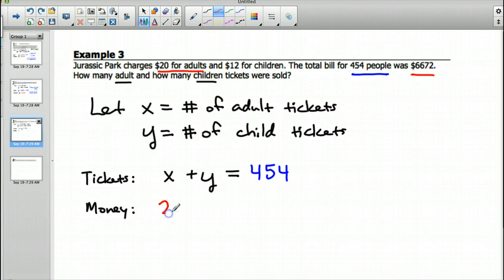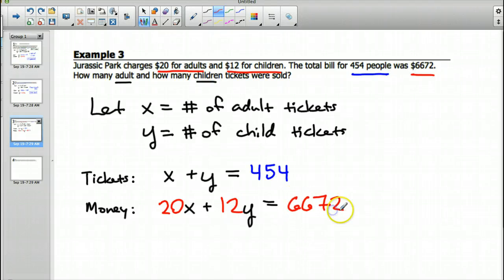It's $20 per adult to go to the park. So that's going to be a 20X, and it's $12 per child, so that's going to be a 12Y. So to find the amount of money, we take 20X plus 12Y, and that should be equal to our total from our money, which was $6,672. So that's going to be our system for this problem.